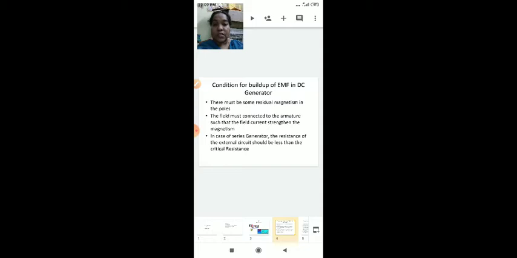Field strength depends upon the material of the magnet. Sometimes EMF is not built up in our generator due to lack of residual magnetism. Residual magnetism is the magnetism produced and stored by previous magnetism. In case of a series generator, the resistance of the external circuit should be less than the critical resistance.